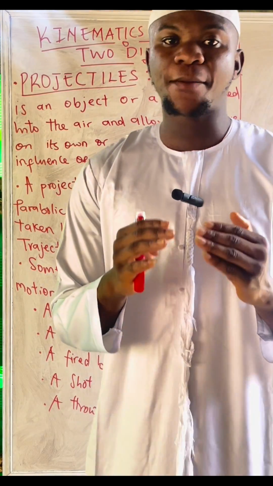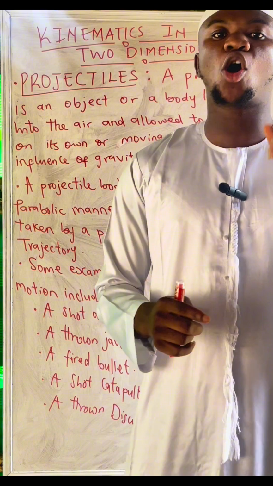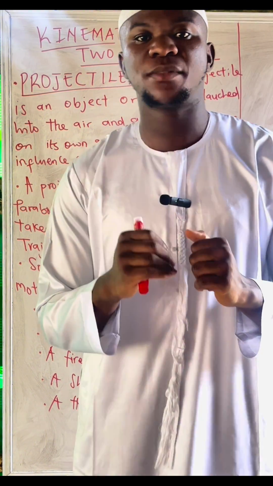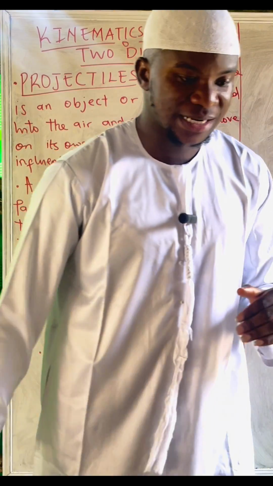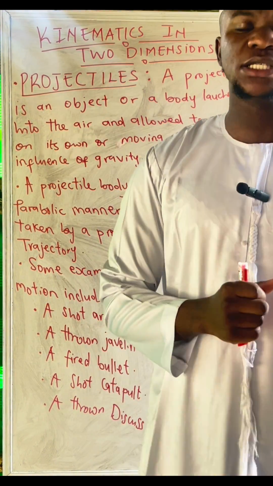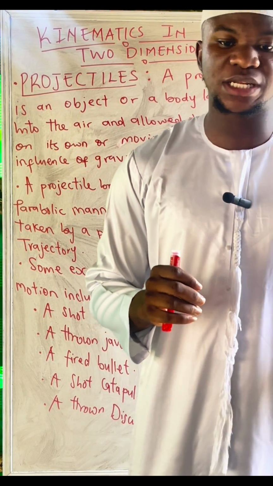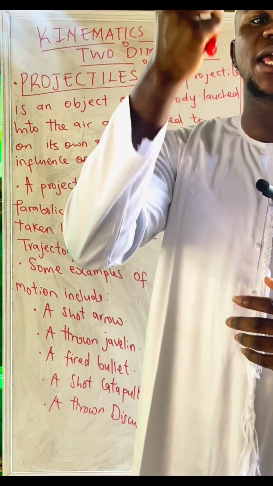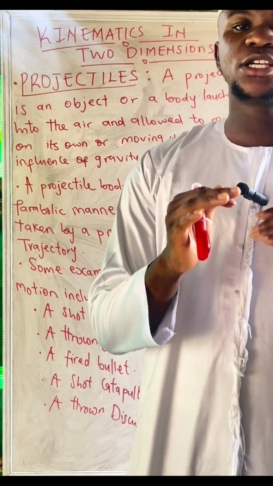We are not talking about kinematics in one dimension now. We can further subclassify that into two other ways. Kinematics in one dimension can be subclassified into equation of motion in a straight line or equation of motion under gravity. In our previous video, we talked about equation of motion in a straight line and equation of motion under the influence of gravity. So today, we are going to be talking about kinematics in two dimensions.